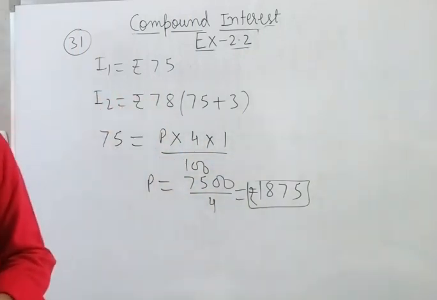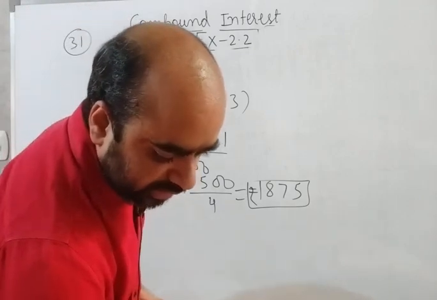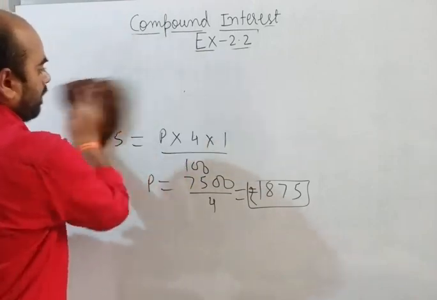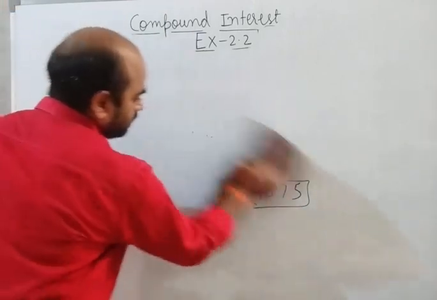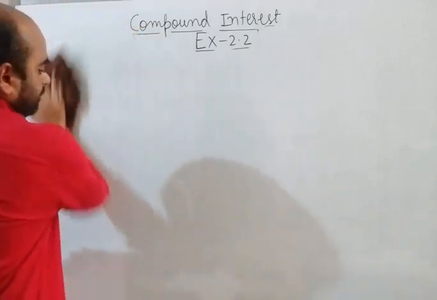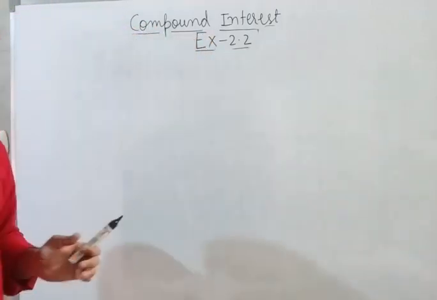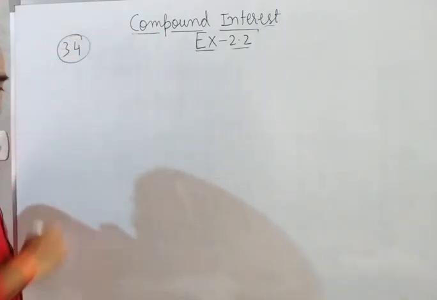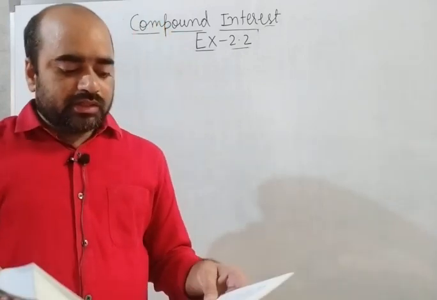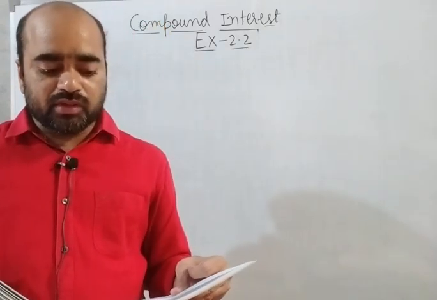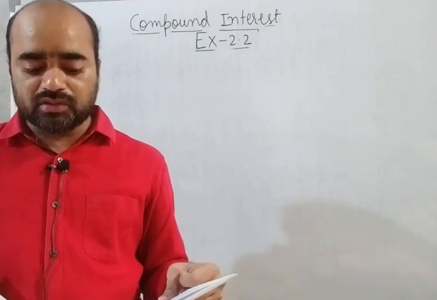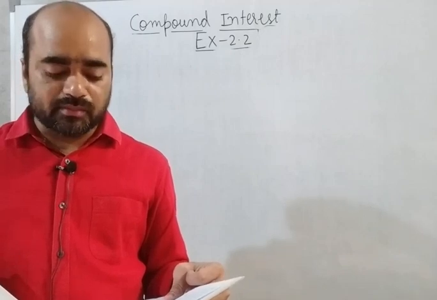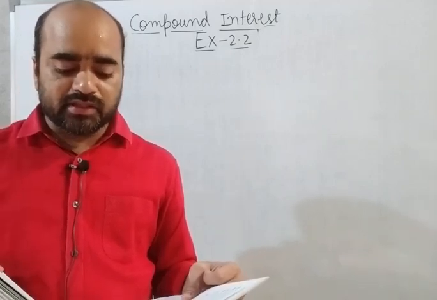Okay, next we will be doing the last question, number 34. So in 34 what is given? In 34, a sum of money amounts to rupees 13,230 in 1 year and rupees 13,891.5 in 1.5 years at compound interest, compounded semi-annually. Find the sum and the rate of interest.